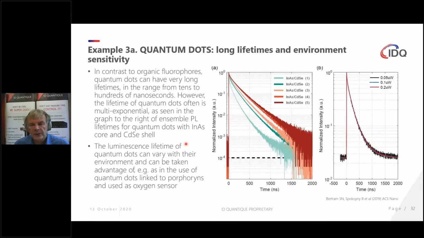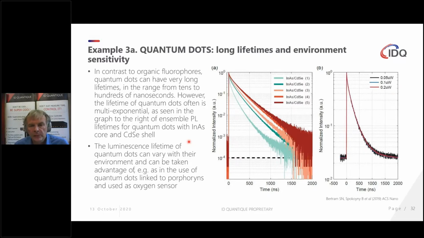The next example that I want to share with you are quantum dots. It's a popular development. A lot of people are using quantum dots. Often they have a core, cadmium selenide or lead sulfide, and conjugated with it are InGaAs, or indium gallium arsenide.